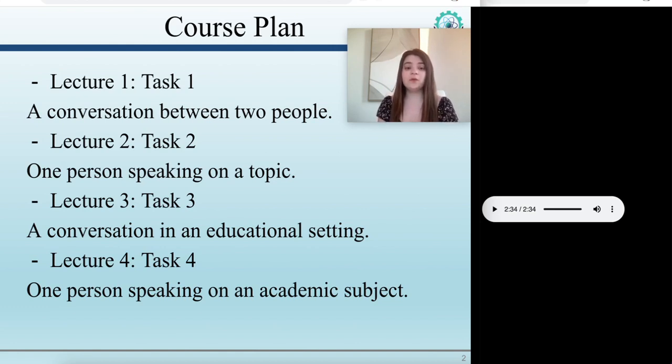Lecture three, we'll go over task three, which is going to be a conversation amongst multiple people in an educational setting. And then the very last day of the listening section of our course, we're going to be going over one person speaking on an academic subject, much like a lecture, much like this one. Except perhaps the subject might not be English. It's probably going to be something else. Awesome. So there we go.